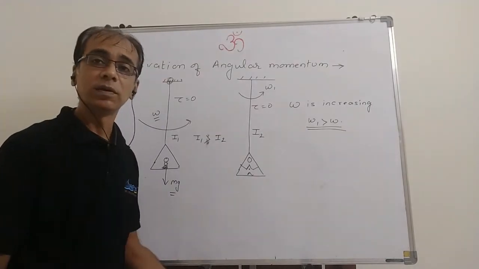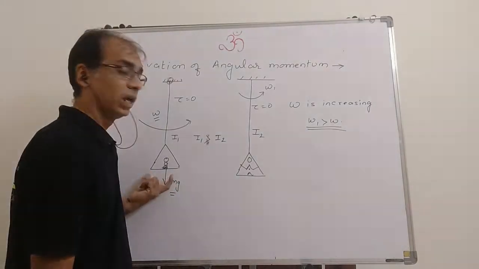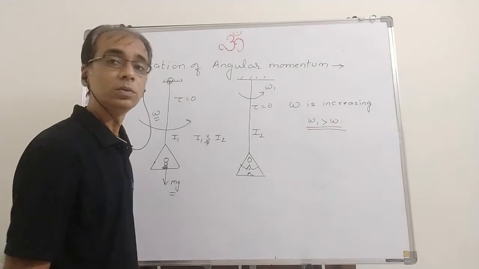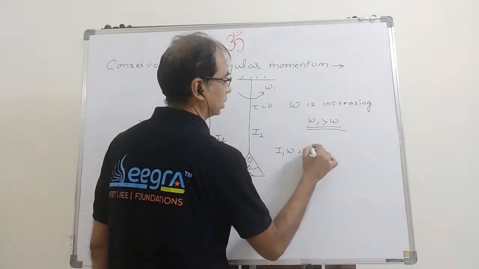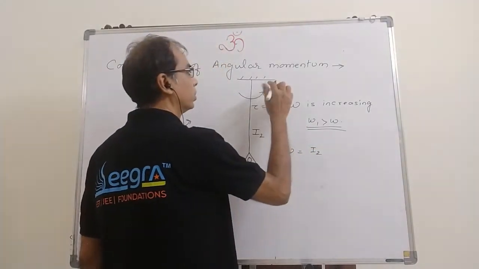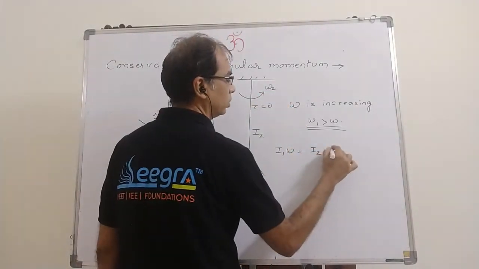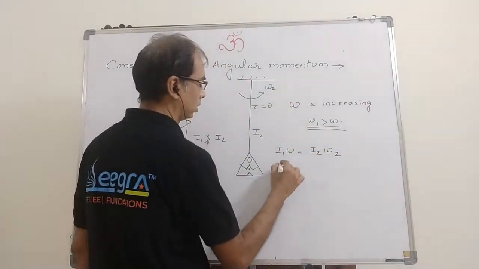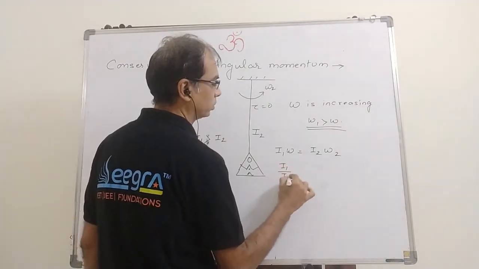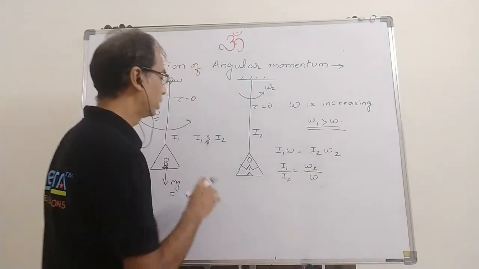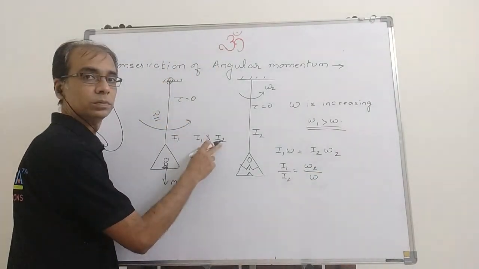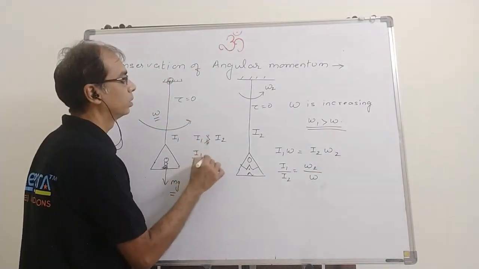Now if I conserve angular momentum, I1 omega equal to I2 omega 2. Then I1 by I2 equal to omega 2 by omega. Now you already saw that I1 is greater than I2, so that means I1 by I2 will be greater than 1.